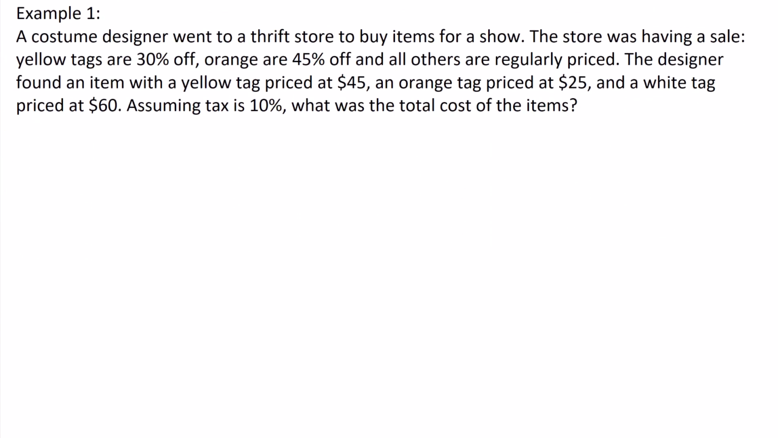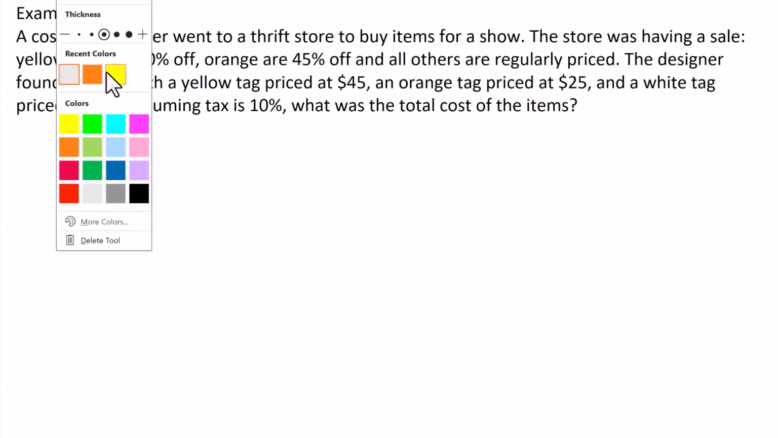In example 1, a costume designer went to a thrift store to buy items for a show. The store was having a sale where yellow tags are 30% off, orange tags are 45% off, and all others are regularly priced. The designer found an item with a yellow tag priced at $45, an orange tag priced at $25, and a white tag priced at $60. Assuming tax is 10%, what was the total cost of the items?